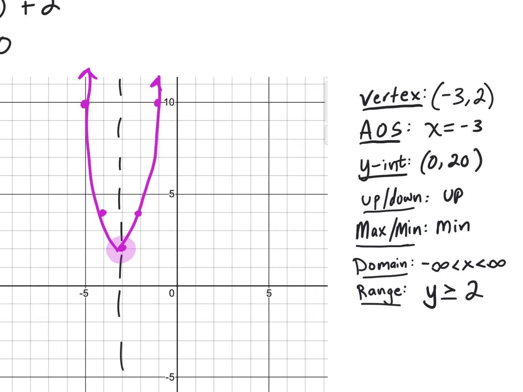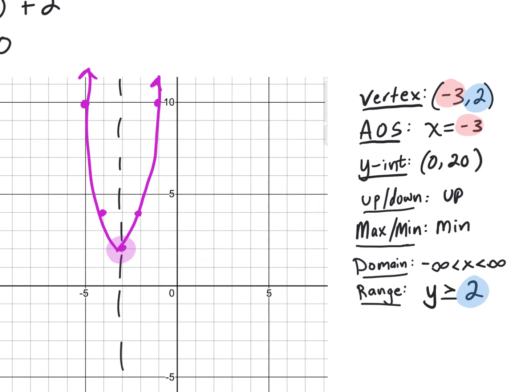So I'm gonna show you guys how to graph in standard form in a minute here, but finding these key features will be the same in both cases. Once we have the vertex, the x coordinate of the vertex becomes my axis of symmetry. The y coordinate of my vertex directly is related to my range.